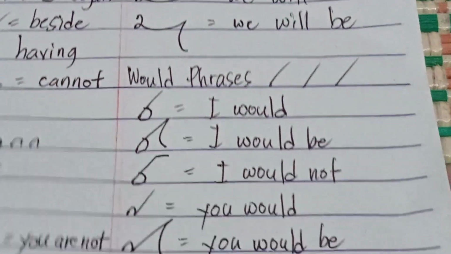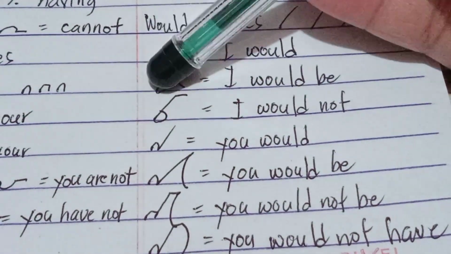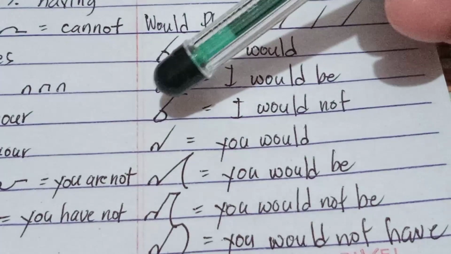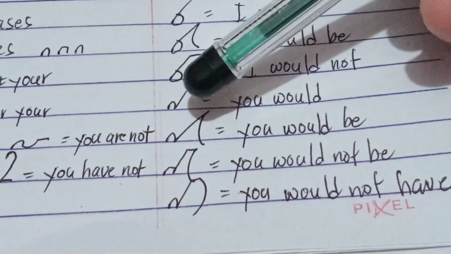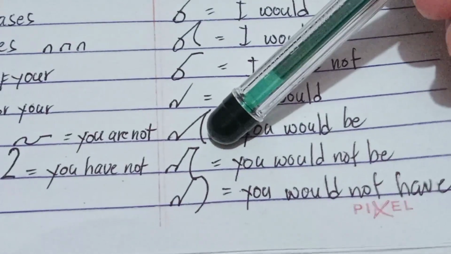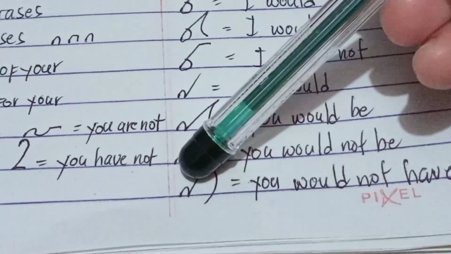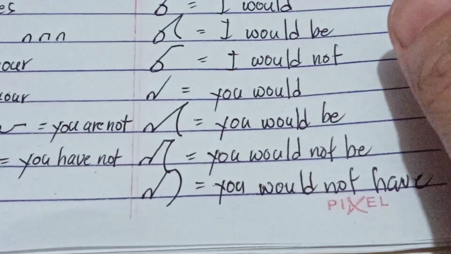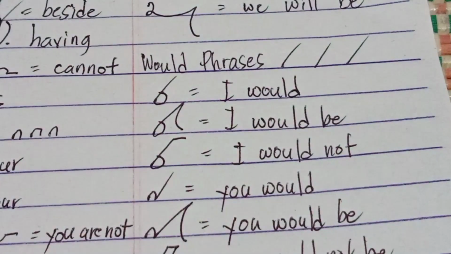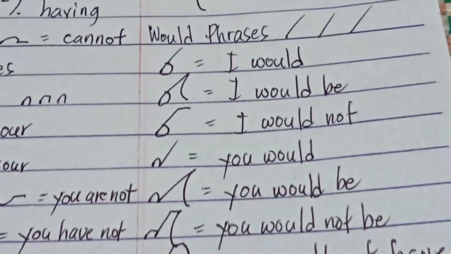Okay, read po natin ulit. So this is I would be, I would not, you would be, you would not be, you would not have. So ito po yung mga examples natin ng would phrases.